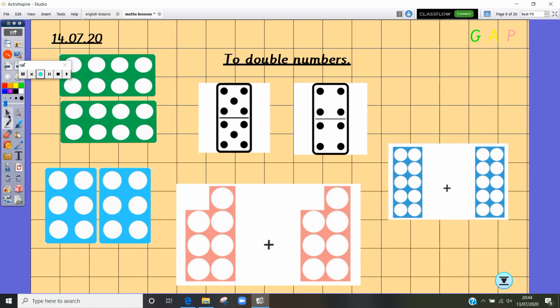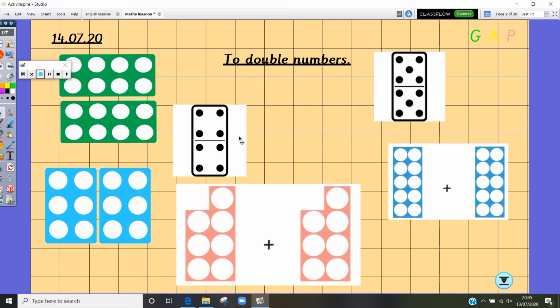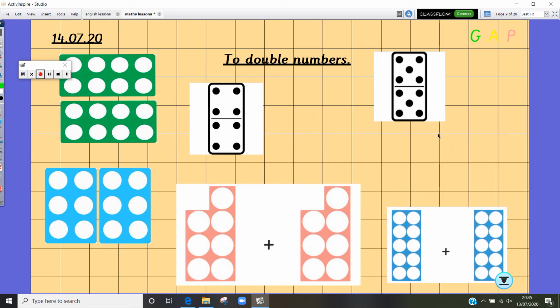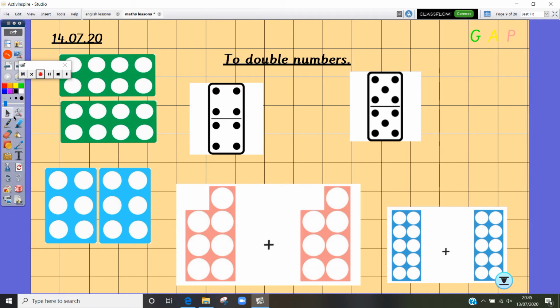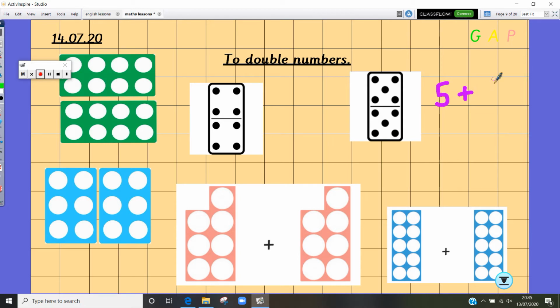So let's work together first of all. I'm going to start with a piece of domino. I'm just going to move it up here a little bit and rearrange my page. So I'm going to do my double 5 domino. So this means that for this calculation, I'm going to be doing 5 add 5 because when we're doubling, we're adding the same number to each in the calculation. So here we have got 5 on my domino and here we've got 5 on my domino because it's a double. So all I need to do to work out the answer is know that 5 add 5 is 10.